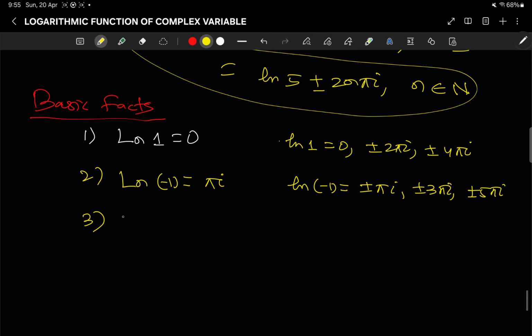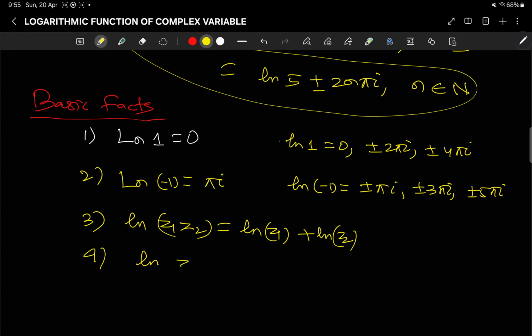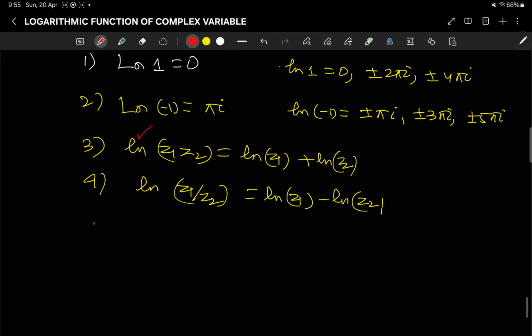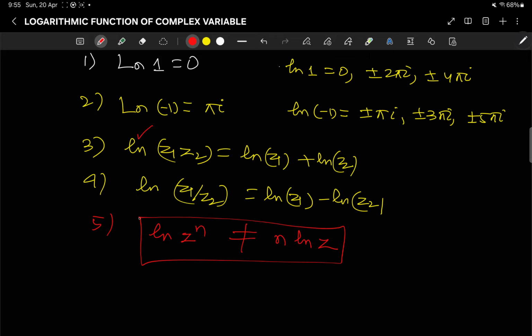So ln(z1 z2) is equal to ln z1 + ln z2, right? And ln(z1/z2) will be ln z1 − ln z2. Mark this: this is the small ln, meaning general. But ln(zⁿ) cannot be n ln z, because of the multiplicity, since zⁿ converts to the power function here. So in general it will not hold.